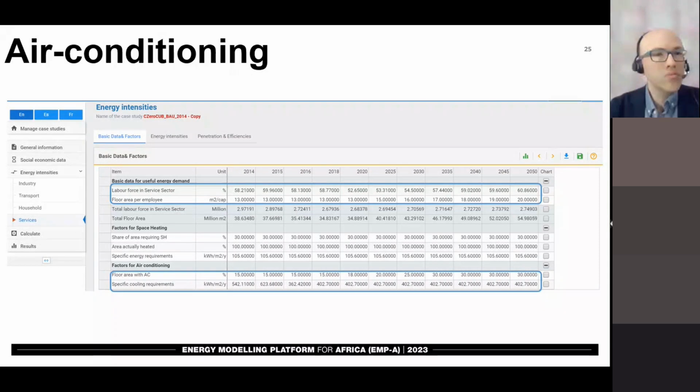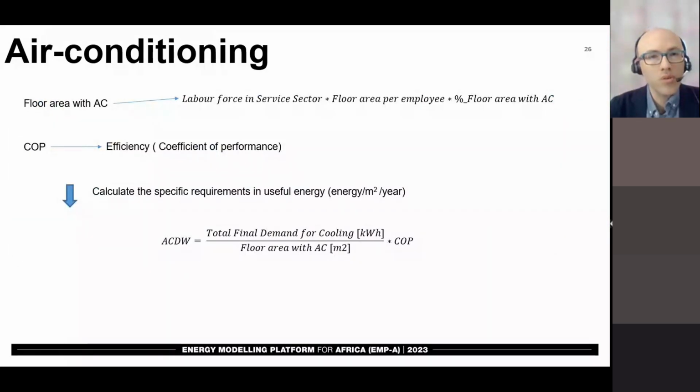And the floor area with AC would be, as mentioned, the total labor force in the service sector multiplied by the floor area per employee multiplied by the percentage of floor area with AC. And we will need the COP, the coefficient of performance, and this information to calculate the specific requirements in useful energy for air conditioning. This specific requirement will be the total final demand for cooling divided by the floor area with AC in square meters, and this will be multiplied by the COP. This is how to calculate the specific requirements in useful energy for air conditioning in the service sector.